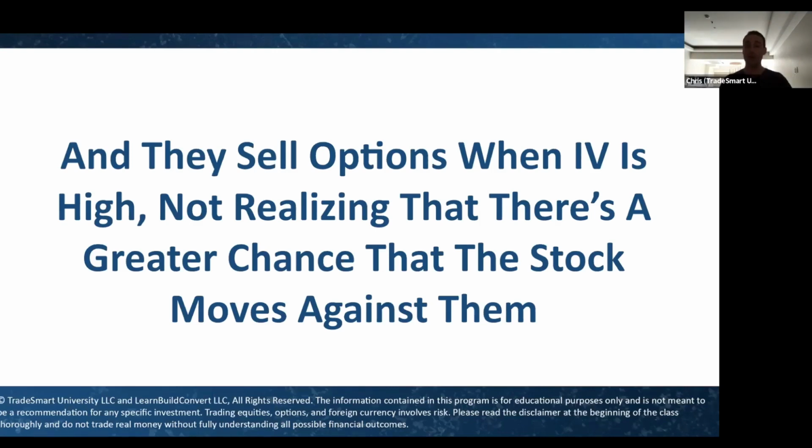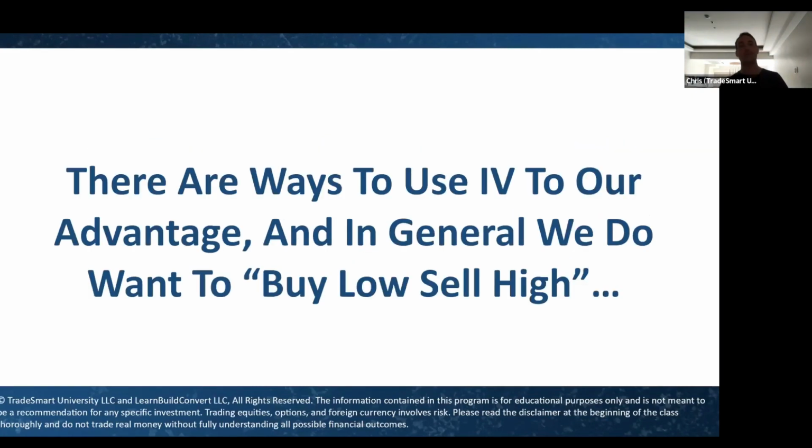Now, we'll talk about why you would sell options. Just because the risk-reward isn't good doesn't mean we don't sell options. I sell options all the time. It's a great strategy. But there are good ways to do it and bad ways to do it. It's a mistake to look at a stock and just say, oh, implied volatility is high, let me sell options on it, okay? So there are ways to use implied volatility to our advantage.